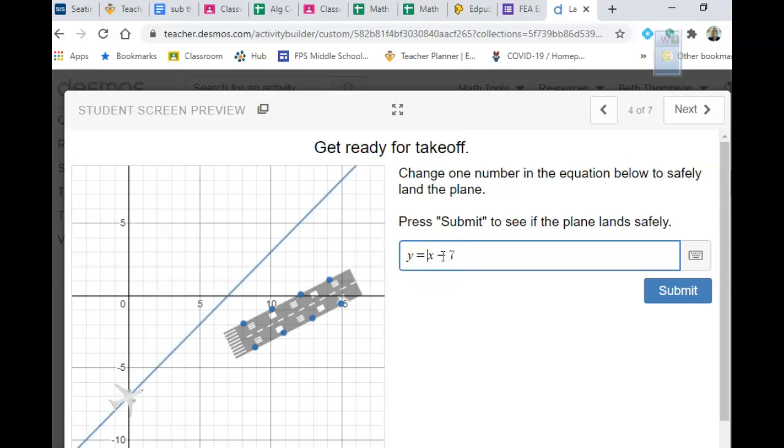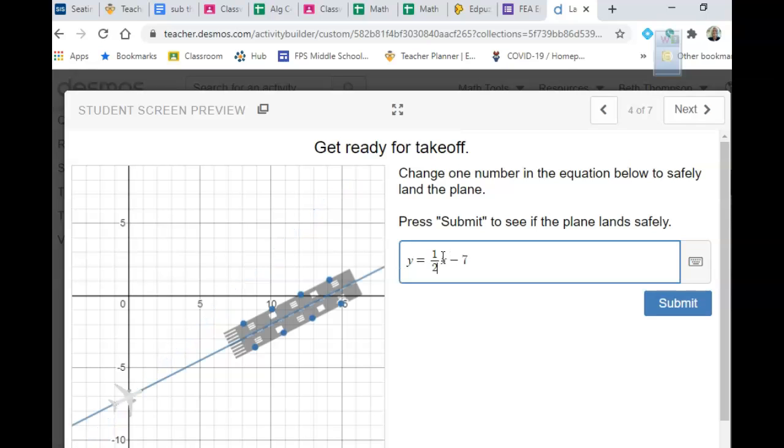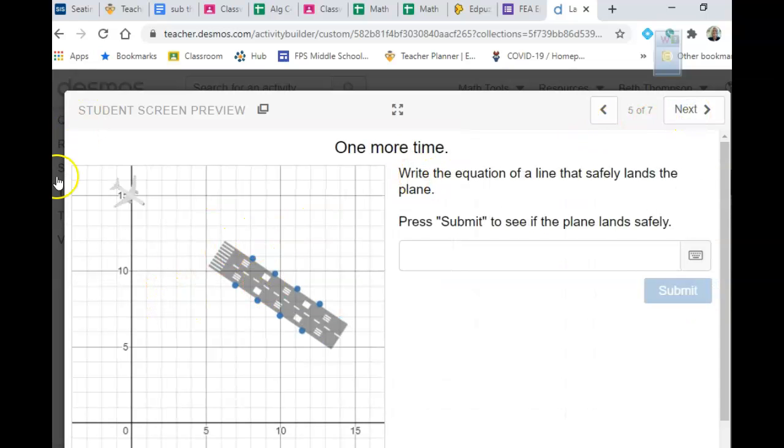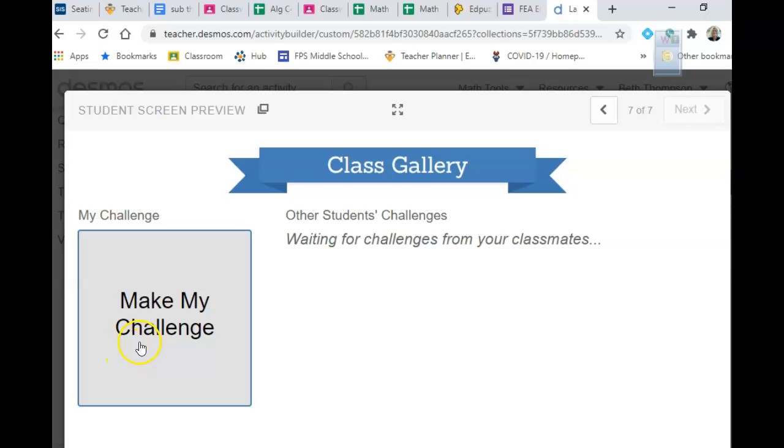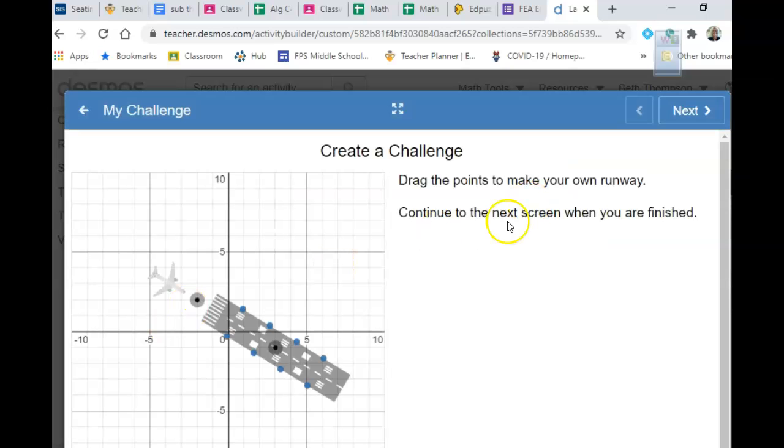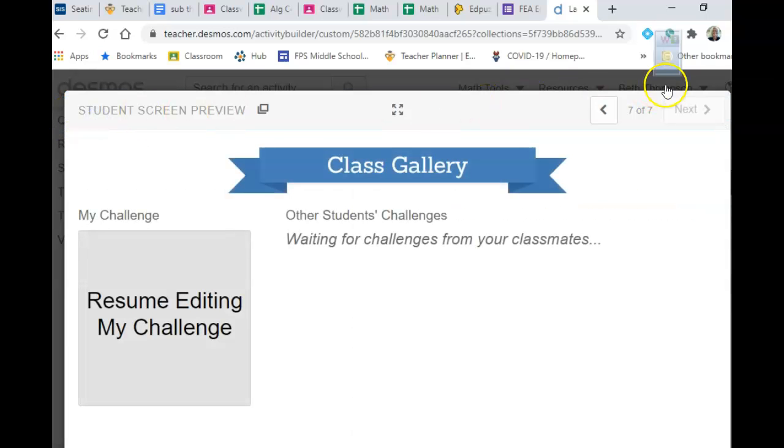Yes, you can. If I don't want to type in 1/2, I could do 1 divided by 2. So this is a good one, really getting you to look at your slope and your y-intercept, how they wrote these two, and then you're asked who's correct. And I would like you to make up your own. So when you click on this, it says drag a point to make your own runway, continue to the next screen. So take a look at that one. It's kind of cool. It'd be fun if your classmates can take a look at that, okay?